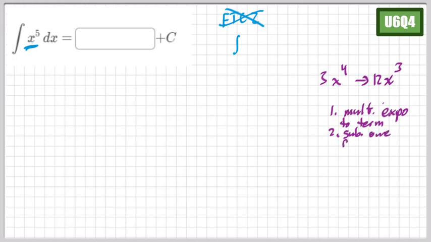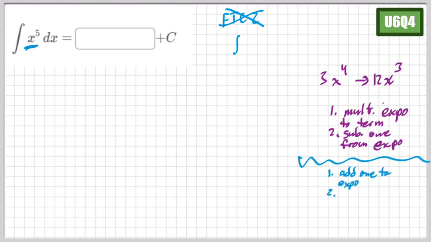1 from the exponent. So if we're doing the integral, we have to do the exact opposite. Okay, so what would be the first thing we do if we're doing the exact opposite? We have to go backwards. Think about the last thing we did. The last thing we did is we subtracted 1 from the exponent. So what would be the first thing to do when we do the antiderivative? Add 1. Yeah, so we're going to add 1 to the exponent.